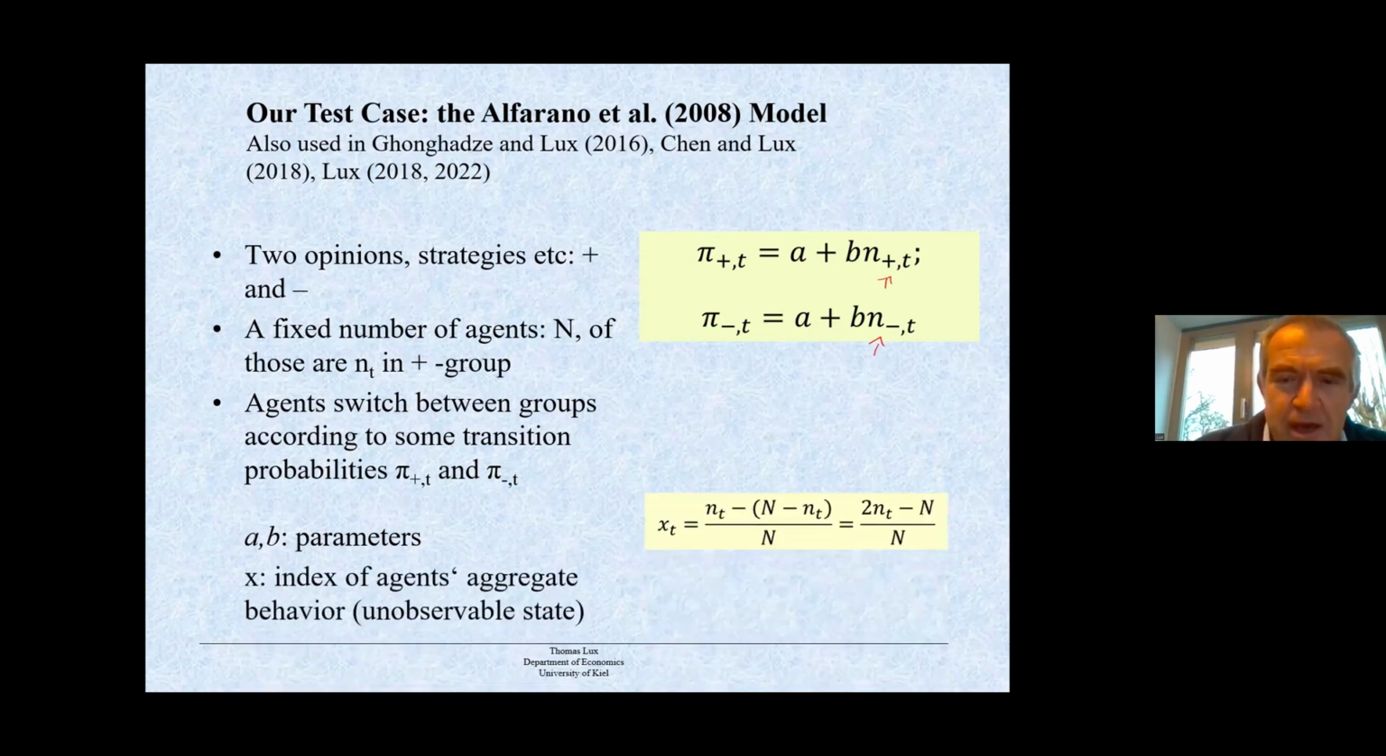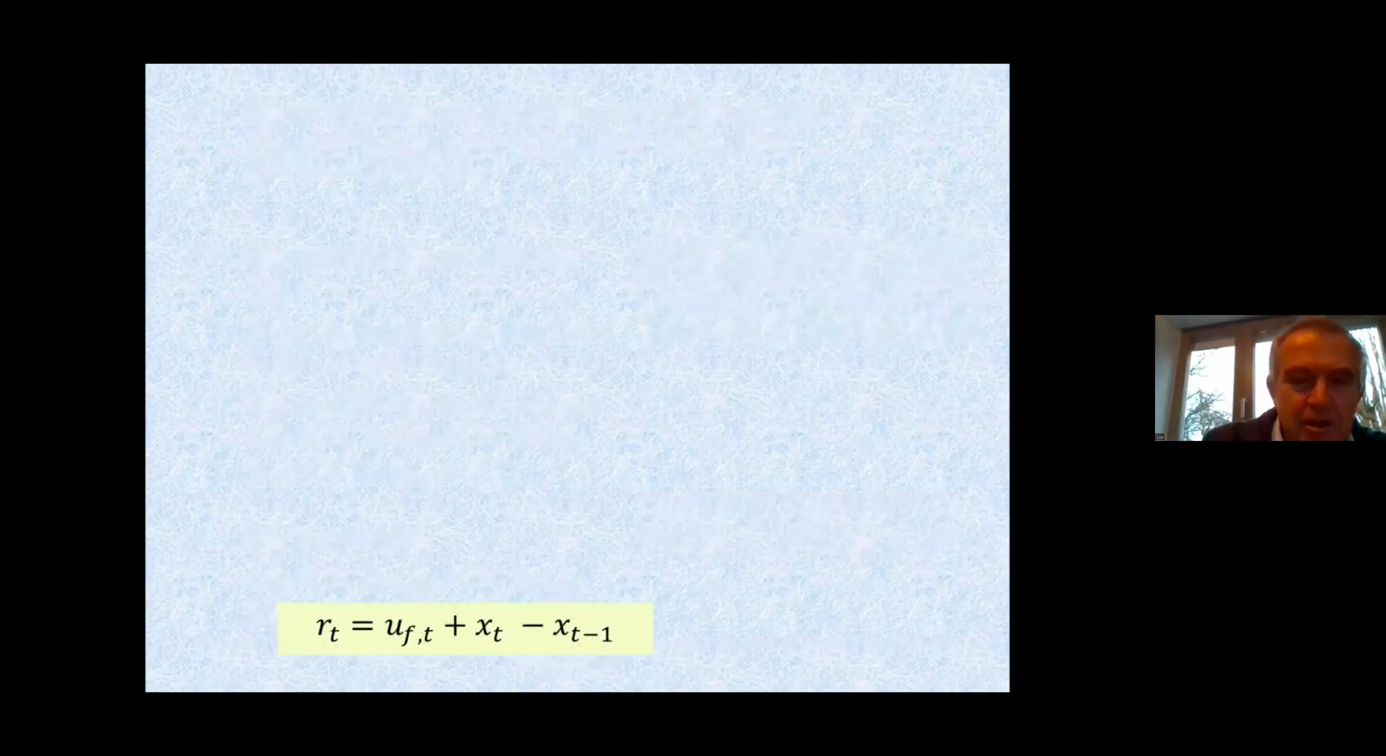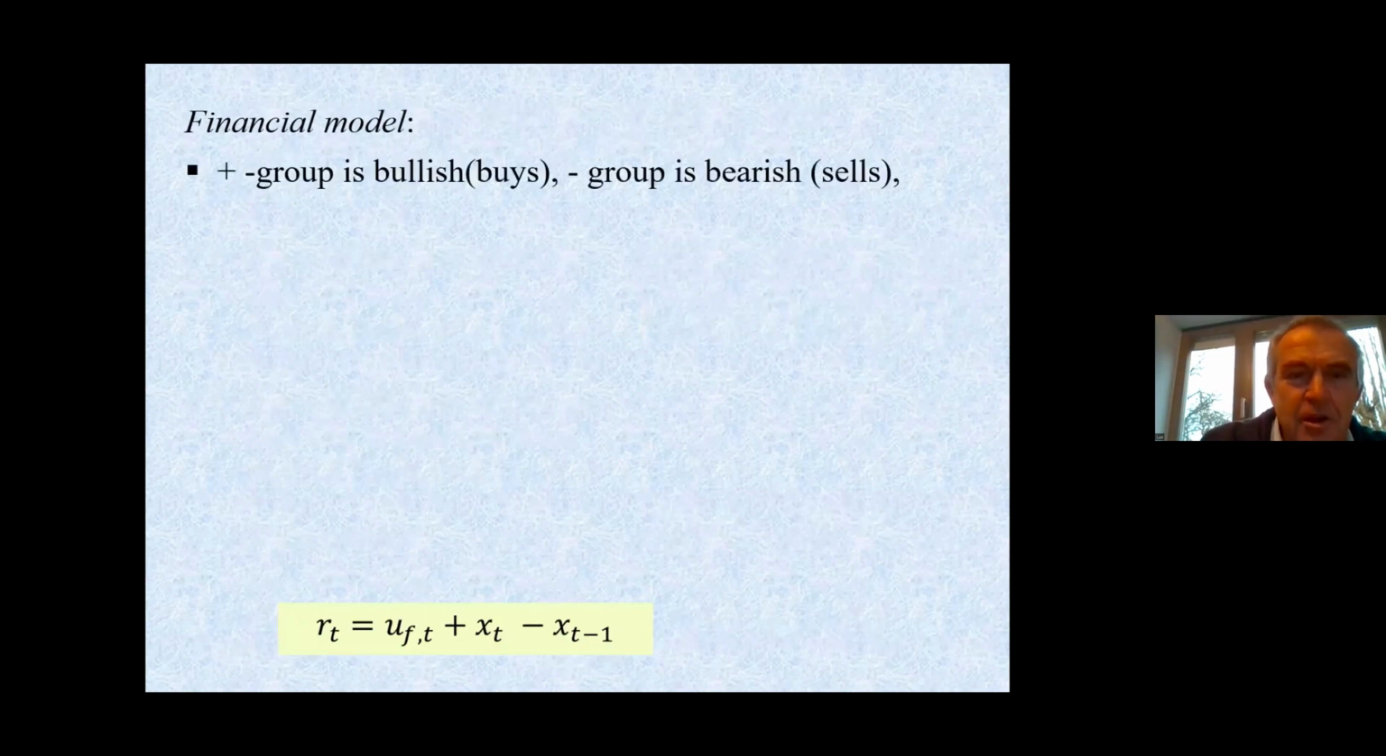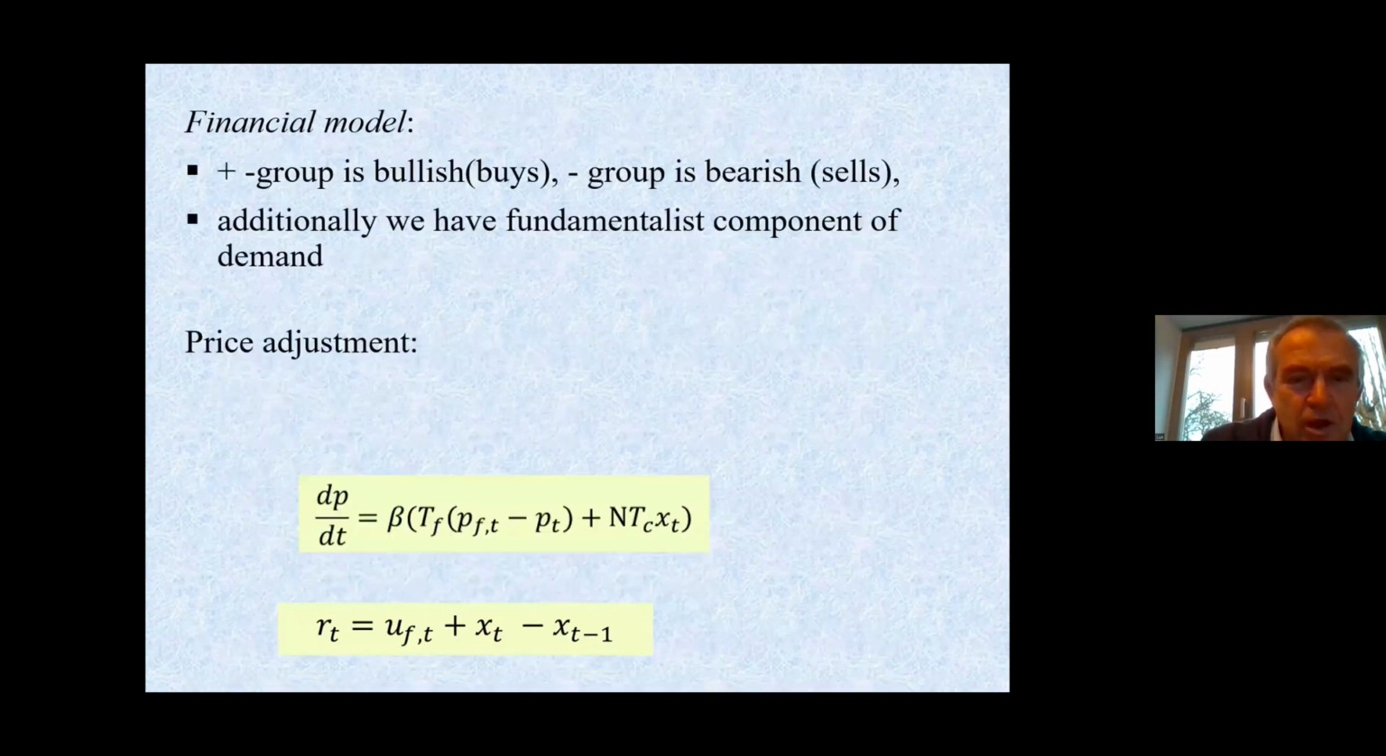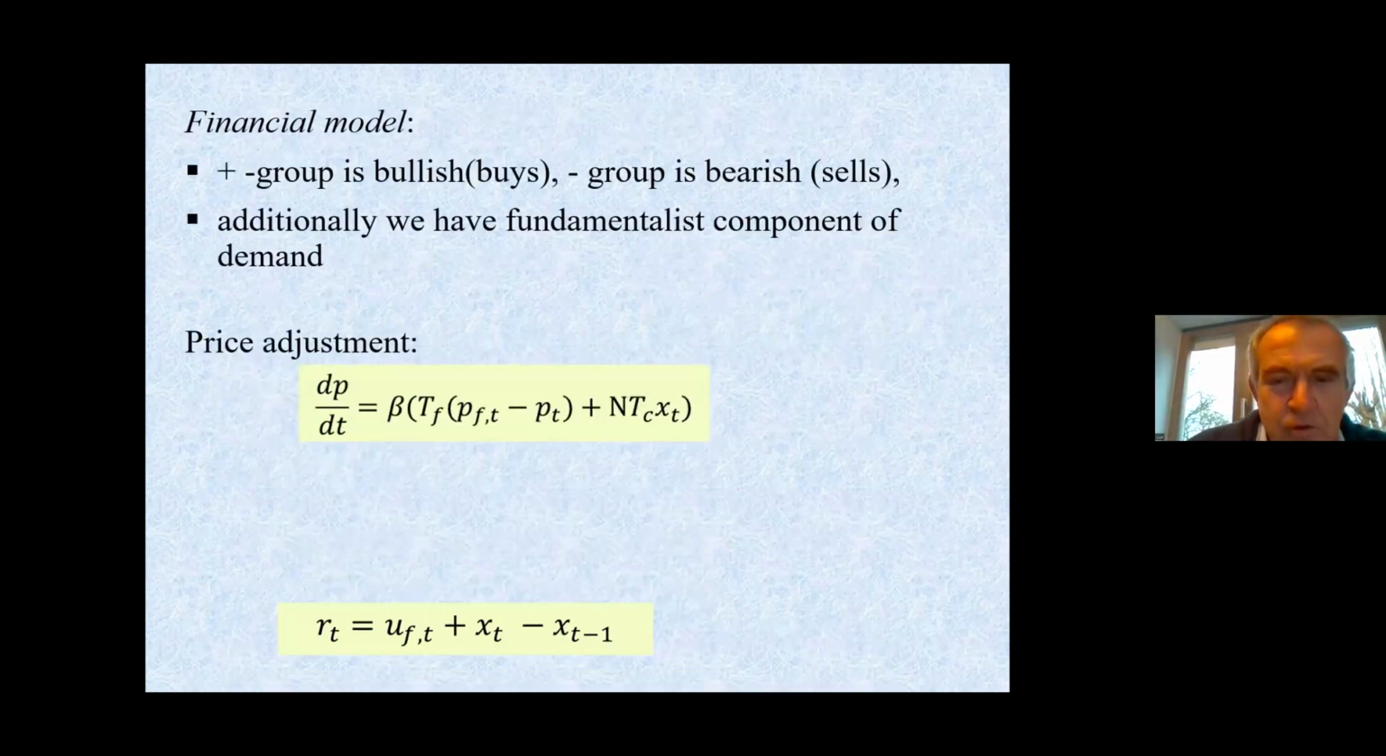We can summarize then the overall aggregate attitude of the agents, whether they are more bullish or more bearish, by this index x_t, which is the number of optimists minus the number of pessimists. The optimists, of course, will be buyers. The pessimists will be sellers. And then we bring that into an asset pricing framework in the following way.